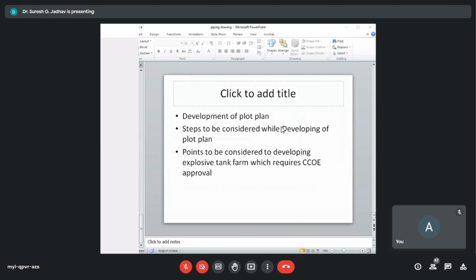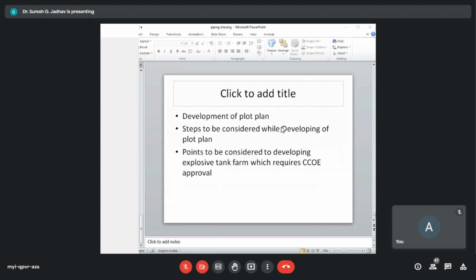Then the receiving station shall be placed near the supply points. Warehouses shall be located close to the material gate to avoid truck traffic within the process area. Now the next one: flare, furnace, heaters, and cooling towers shall be placed depending upon the wind directions. Provision for future expansion shall be considered. So here we discussed the steps to be considered while developing a plot plan.